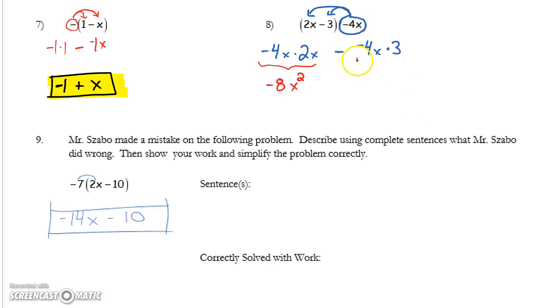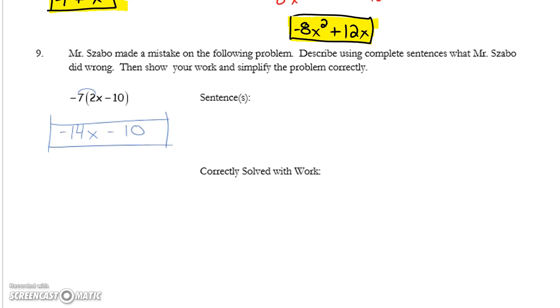Same concept here. When I am multiplying negative 4x times 3, I can multiply the negative 4 times the 3. That gives me negative 12, but I can't lose that x. That x has to come down with. Then I bring down this subtraction, and I can look to write my final answer in this highlighted section. I have negative 8x squared, but now I have two negatives. That makes this a plus 12x. Circle that or box that in for your final answer.